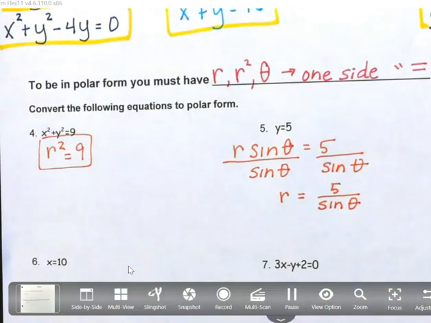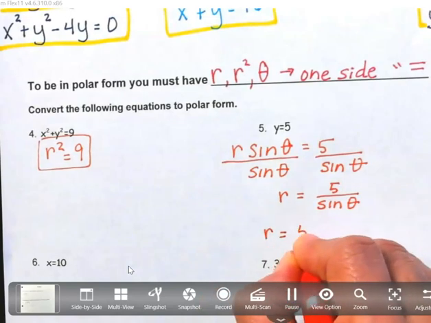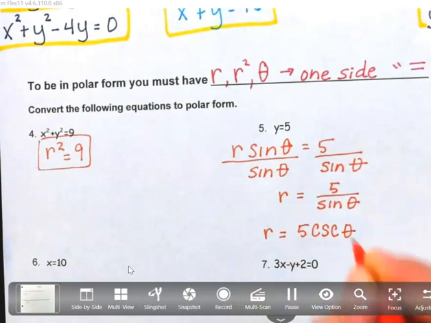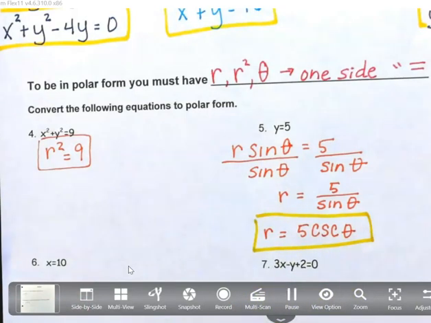And again, y'all, anytime you can rewrite it without a fraction, you're going to do it. So we're going to use a reciprocal property for sine. We're going to write that as cosecant. So we're going to write r equals 5 cosecant theta. There we go. That's a clean answer. R is by itself. It's been converted properly.